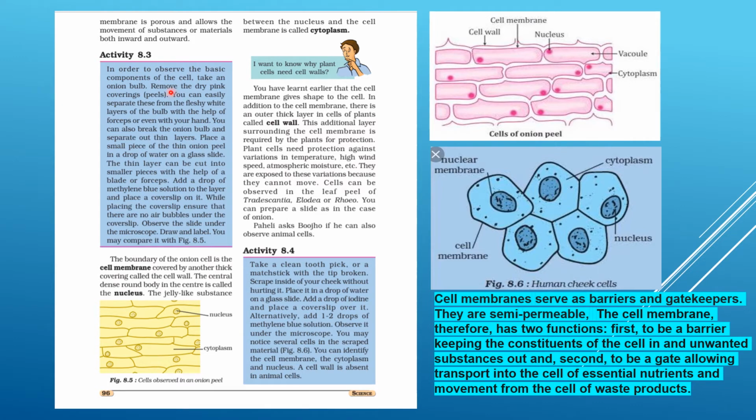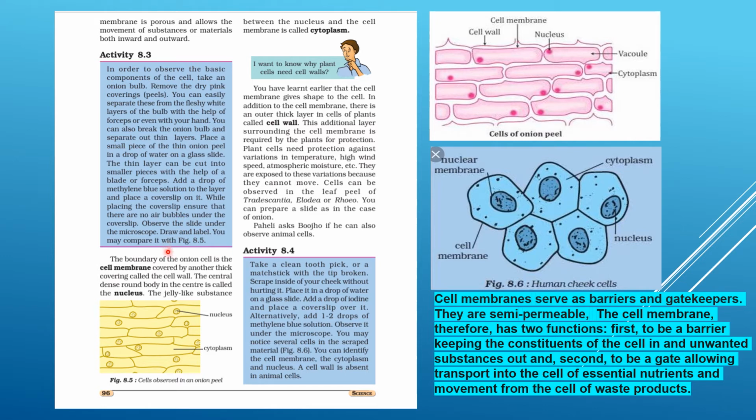Now one activity is given here. In order to observe the basic components of a cell, we are taking an onion bulb. Okay, in that we will remove the dry pink covering, and it can be easily separated from the fleshy white layers. Now with the help of forceps, or with the help of our hand, we will remove it. Then we will put it on a glass slide. Okay, then we will put a drop of water, cut it into small pieces, then put methylene blue solution on it and cover it with a cover slip so that there are no air bubbles in it.